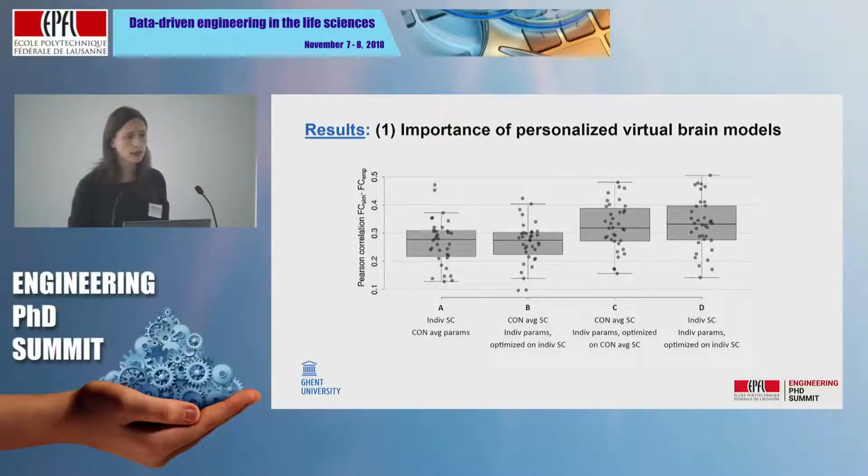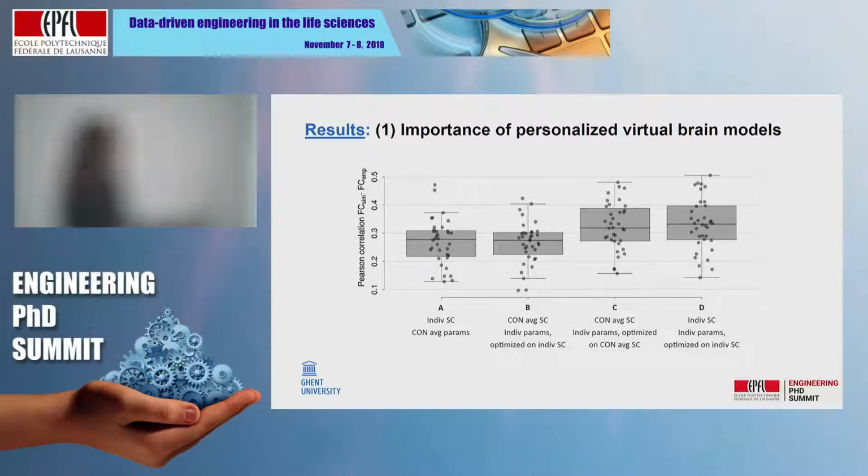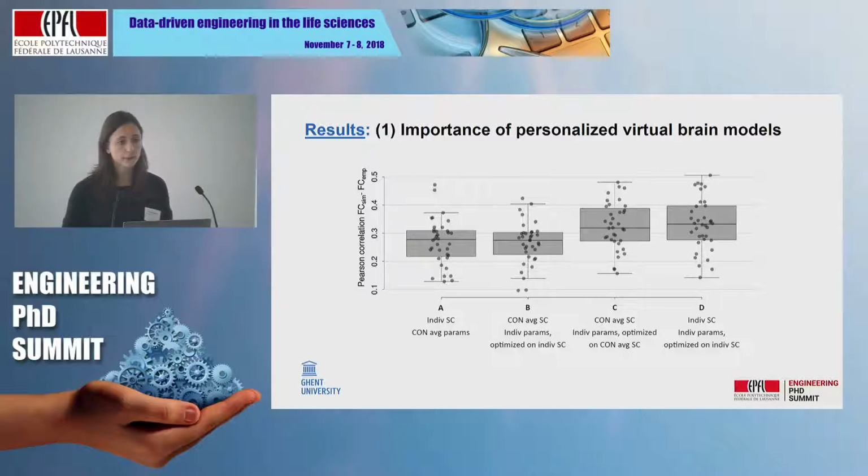So the first important thing that we found was that it is actually quite important to optimize or personalize your virtual brain model. So here on the y-axis you can see the correlation between our simulated and empirical functional connectivity matrix. So this is basically a measure of model fit. And then we have 4 different scenarios in which we varied between using control average model parameters, so you can consider these as the default parameters, and individually optimized model parameters.